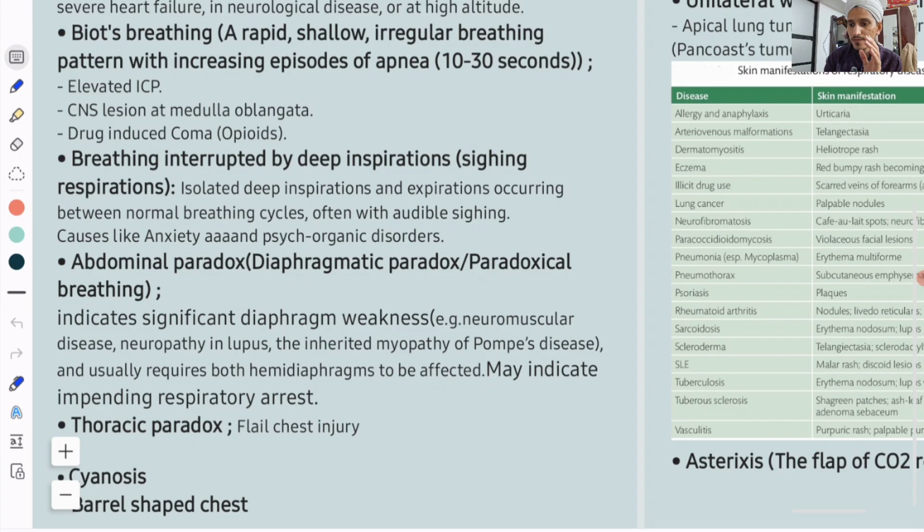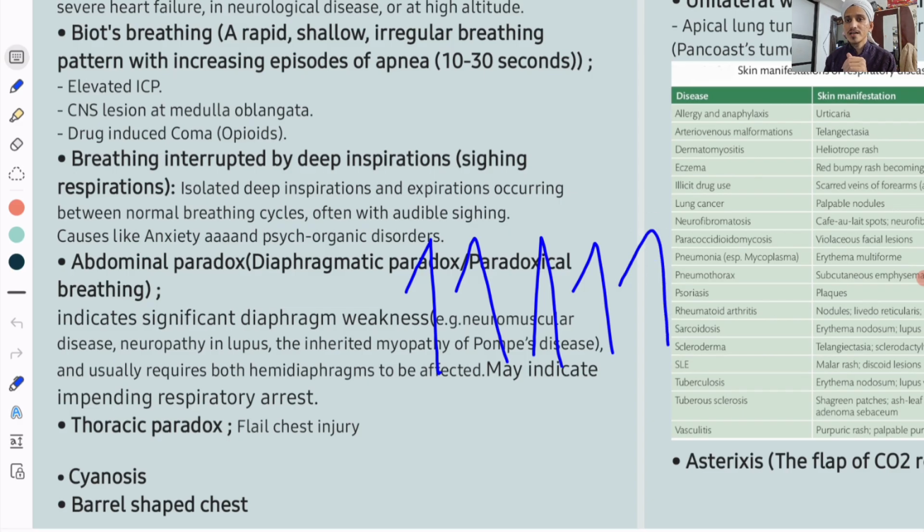So breathing is interrupted by deep inspiration. The patient will have normal breathing, a normal breathing cycle like this, but he will have some deep inspiration in between like this, and again he will have it. The patient will take a deep sigh, and will say to the doctor, doctor, I'm not able to take a deep breath. And if you check, the saturation will be normal.